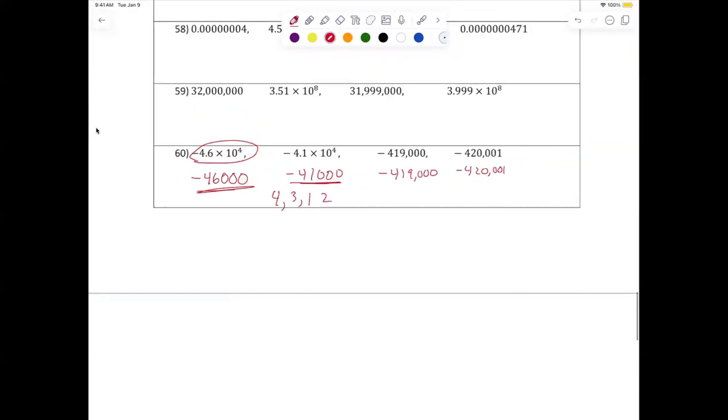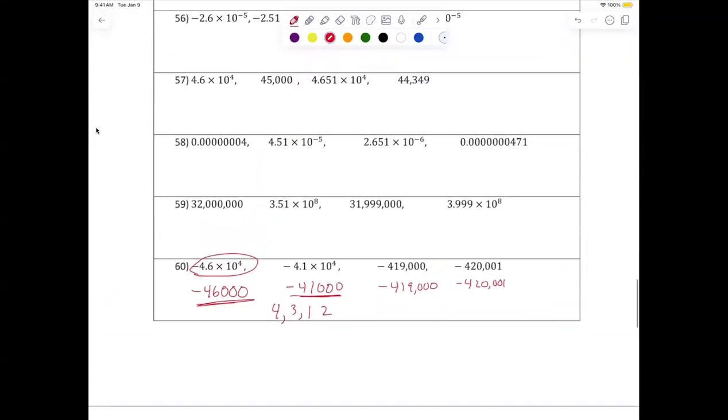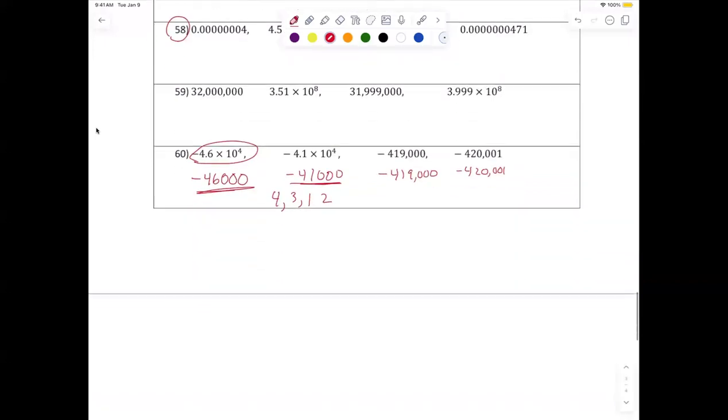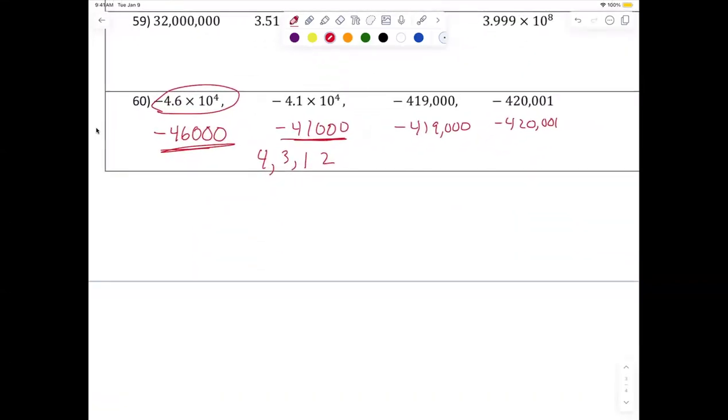All right. Now, just to be sure, I want to look at 58. We're going to do 58 together, then I'm going to let you do it on your own. Well, hold up. While everybody's working on 58, I'm going to help Luca with 60. What's the matter, Luca? Would you rather owe me 420,000 or 46,000? You'd rather owe me 420,000 than 46,000.